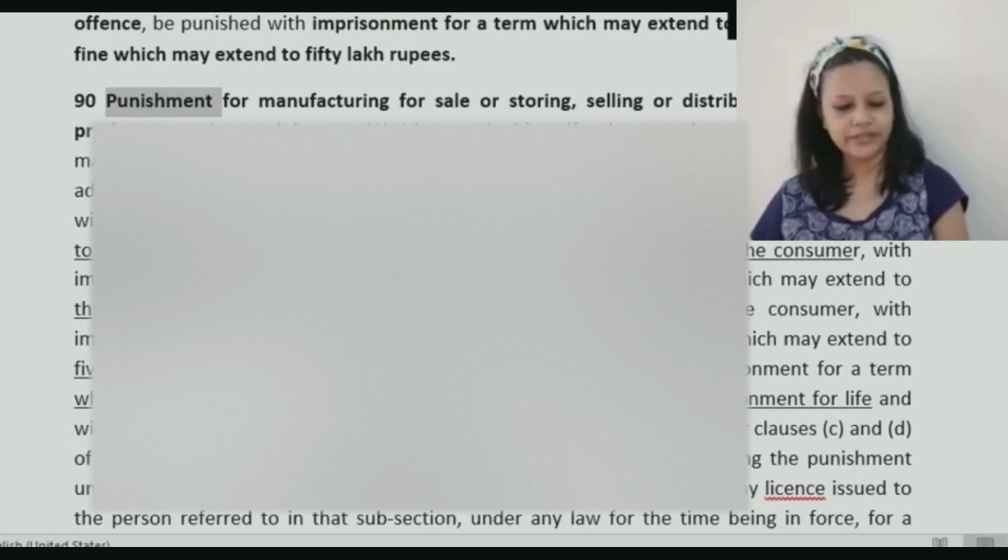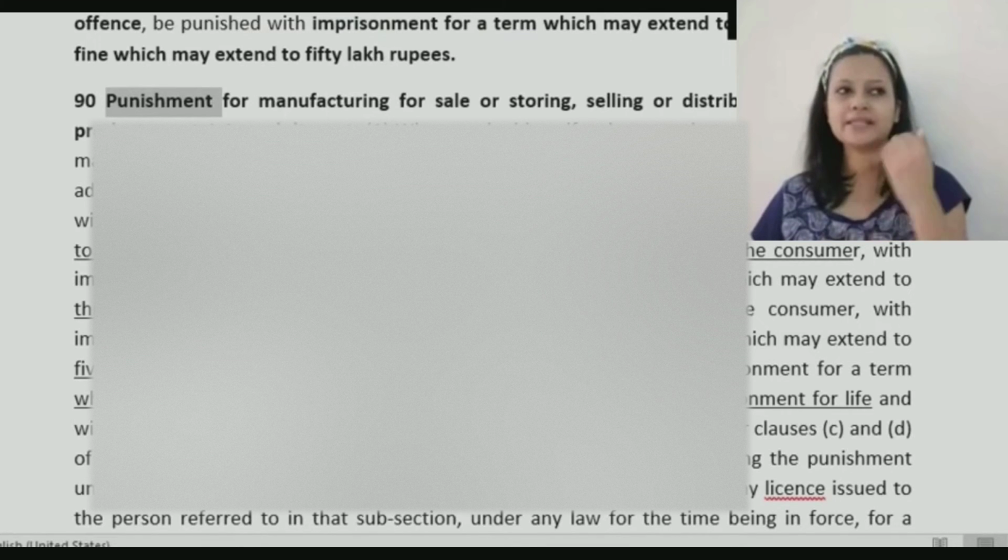For that, what is the punishment? Now there it depends to what extent the item was adulterated. Based on that only, punishment will be imposed.